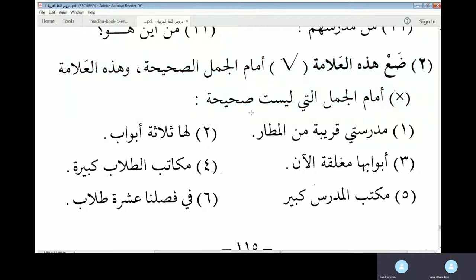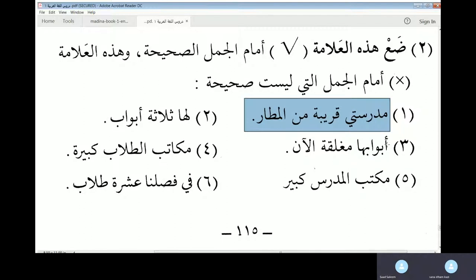Let's see. Madrasati karibatun min al-matar. My school is near the airport. Khata, because in the lesson it was near the mosque. Grammatically the sentence is correct, but according to the lesson it is wrong. Okay, that is the story.